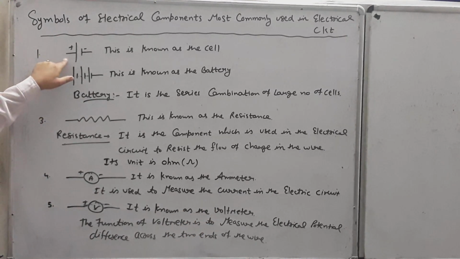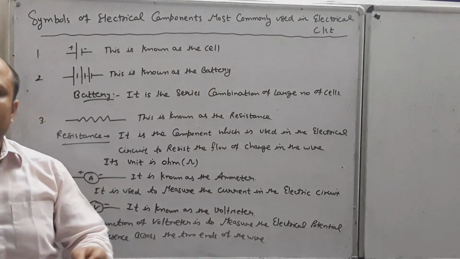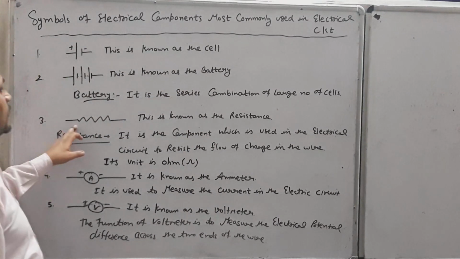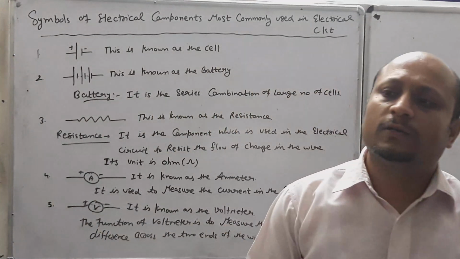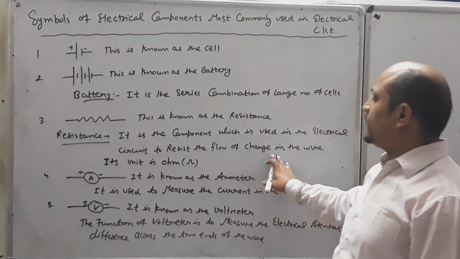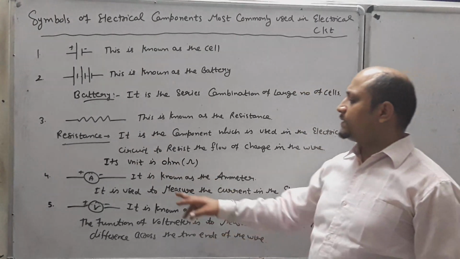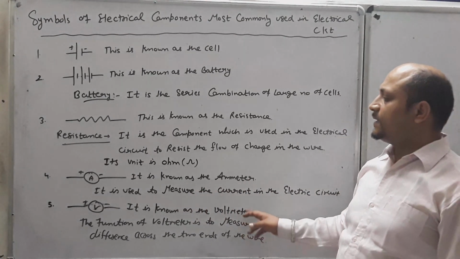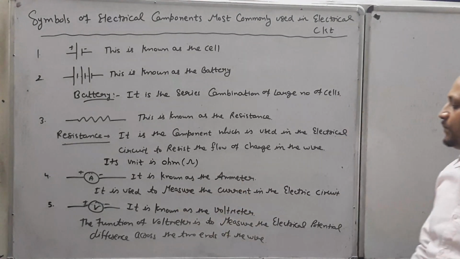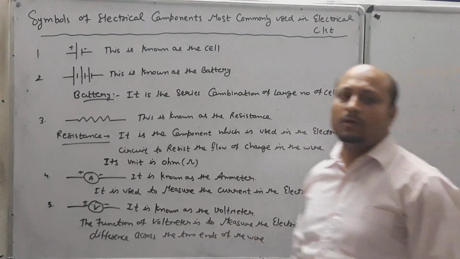Again I am repeating, symbols of electrical components used in electrical circuit. This is known as the cell. This is known as the battery, the series combination of a large number of cells. This is the resistance, used to resist the flow of charge or to decrease the flow of current inside the wire. Its unit is ohm. This is the ammeter, used to measure the current in the electrical circuit, measured in ampere. This is the symbol of voltmeter, used to measure the electric potential difference across the two ends of the wire.